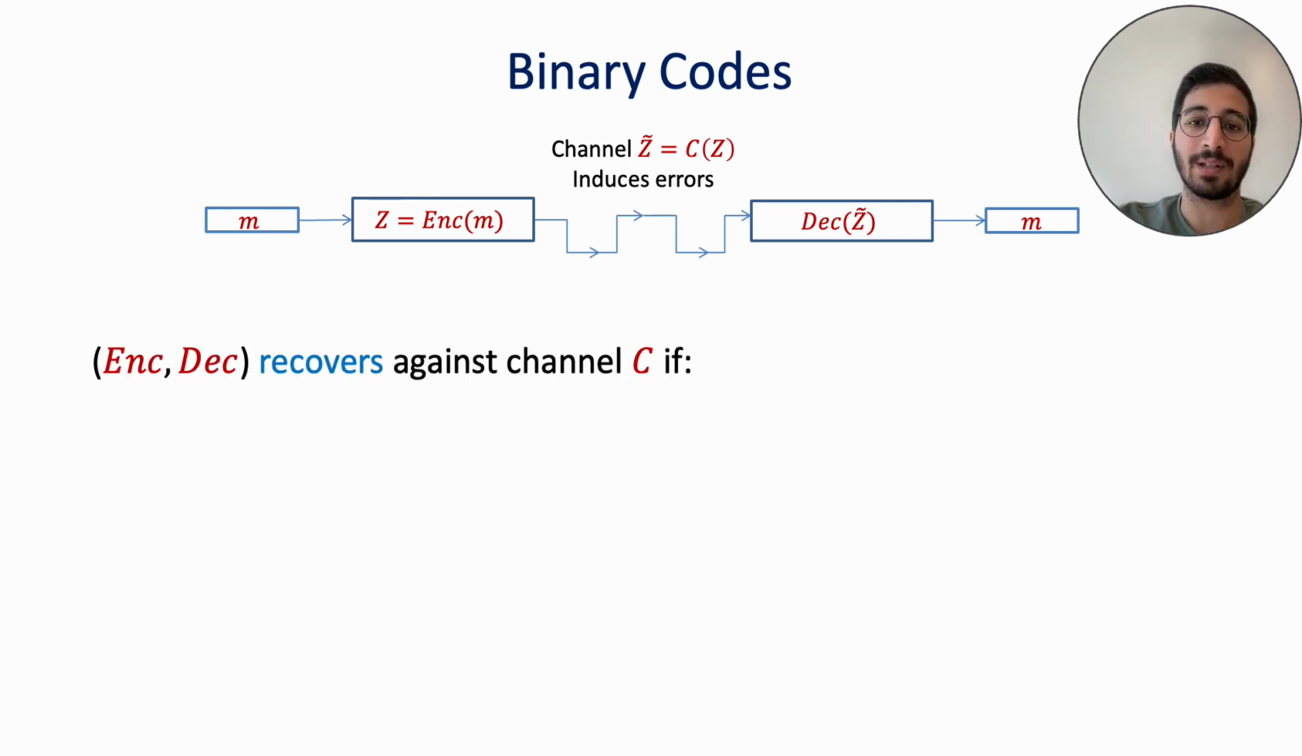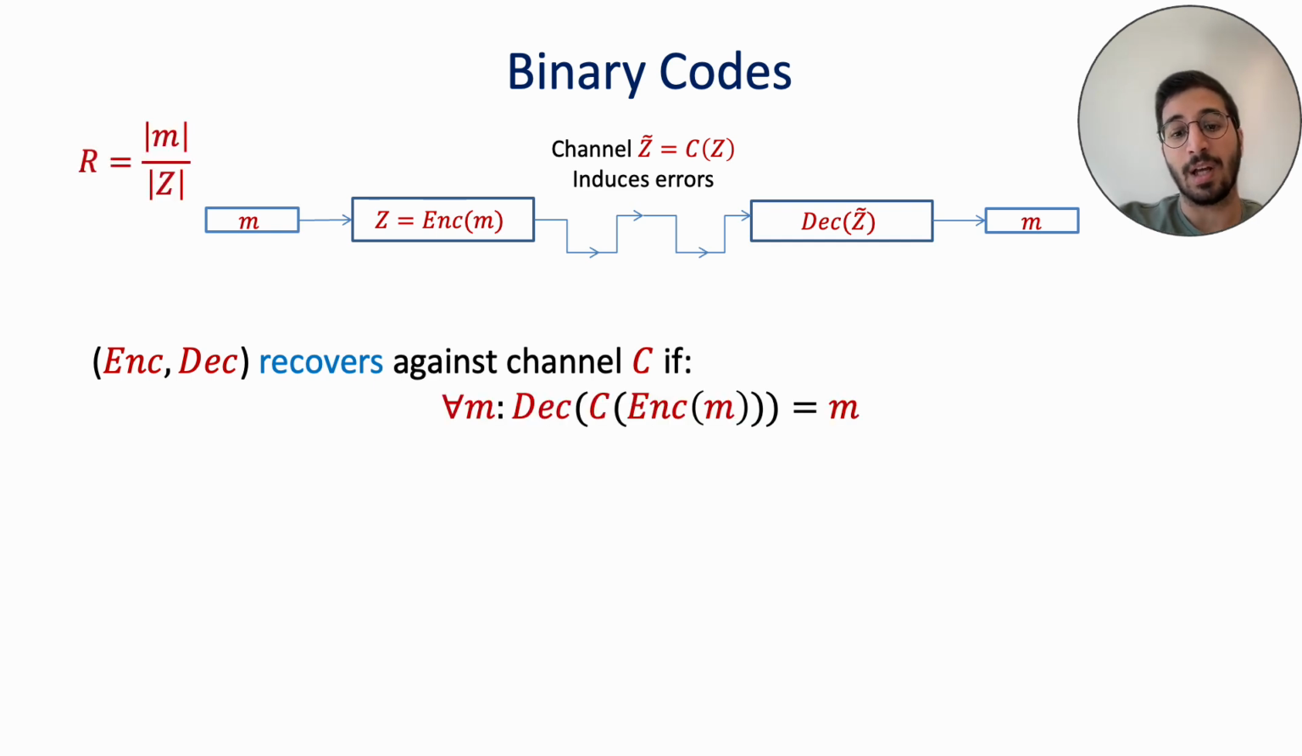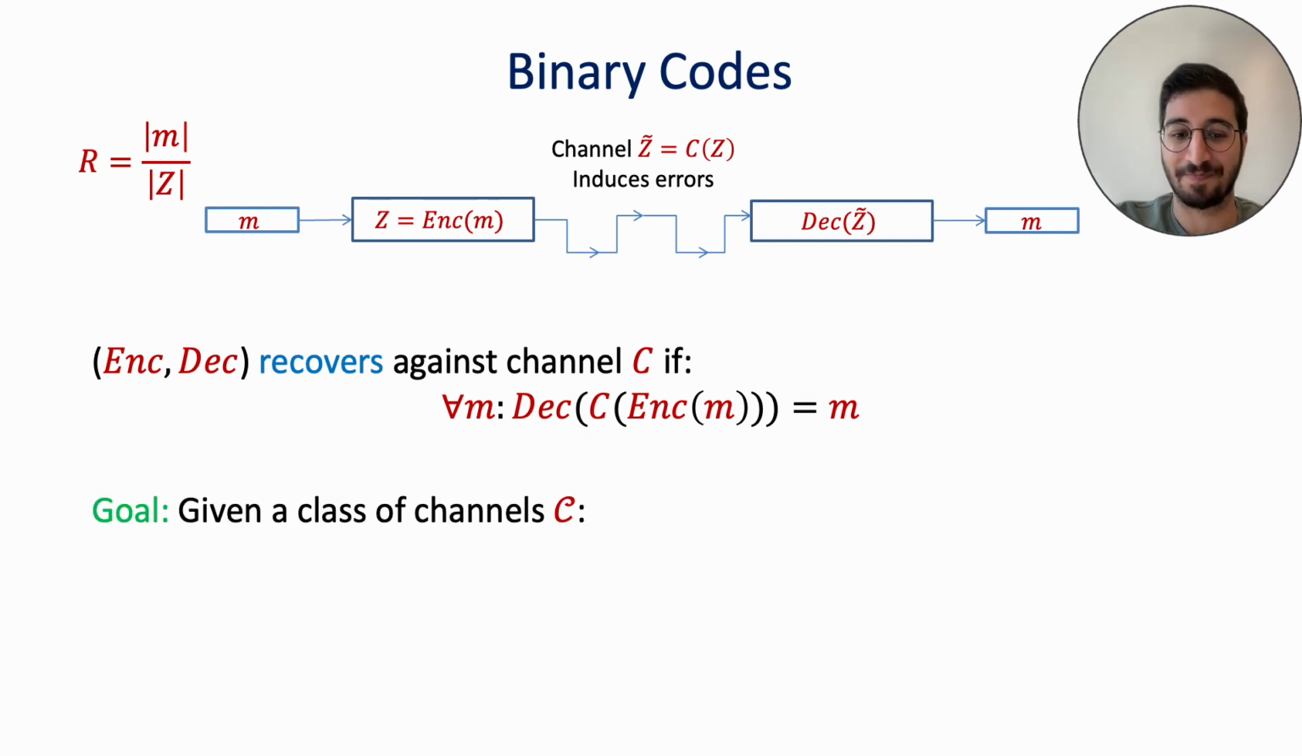Given encoding and decoding functions, we say that they recover from a class or channel C if for every message M, the decoding of this damaged codeword is the original message. The rate of the code is defined by the length of the message over the length of the encoding. We want this to be as large as possible, because this would mean that we didn't add a lot of redundancy.